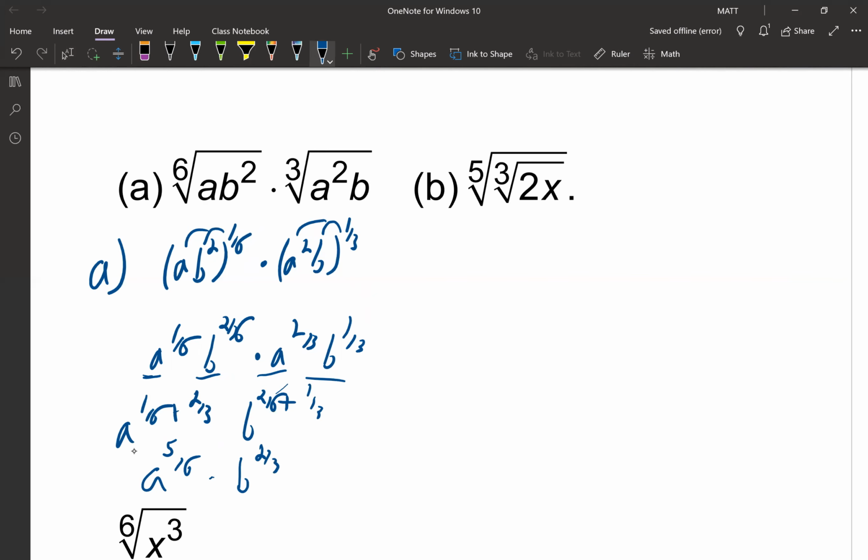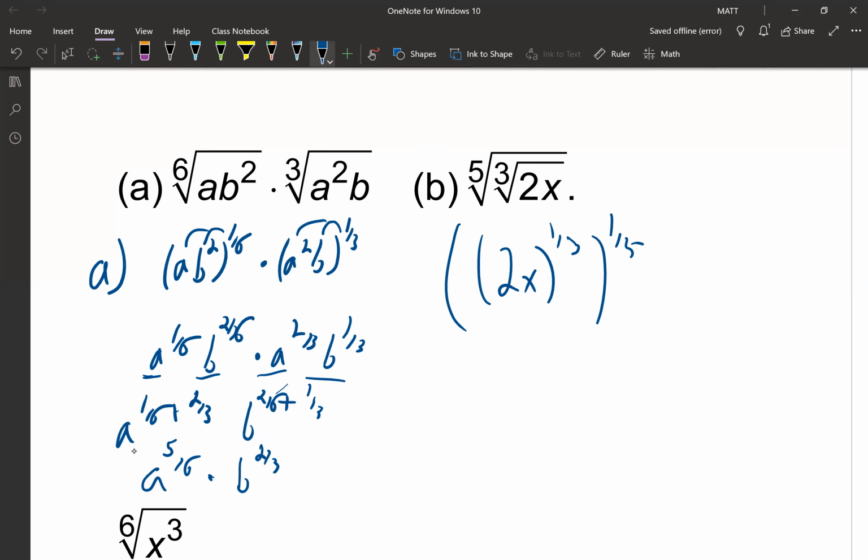And then of course those are just being multiplied together still. Okay, let's look at b. So for b, it looks like we have 2x to the 3rd root, and then we're taking that answer to the 5th root. So I'm going to convert both of these into fractional exponents. So we have 2x raised to the 1/3 power, and then that's raised to the 1/5 power.